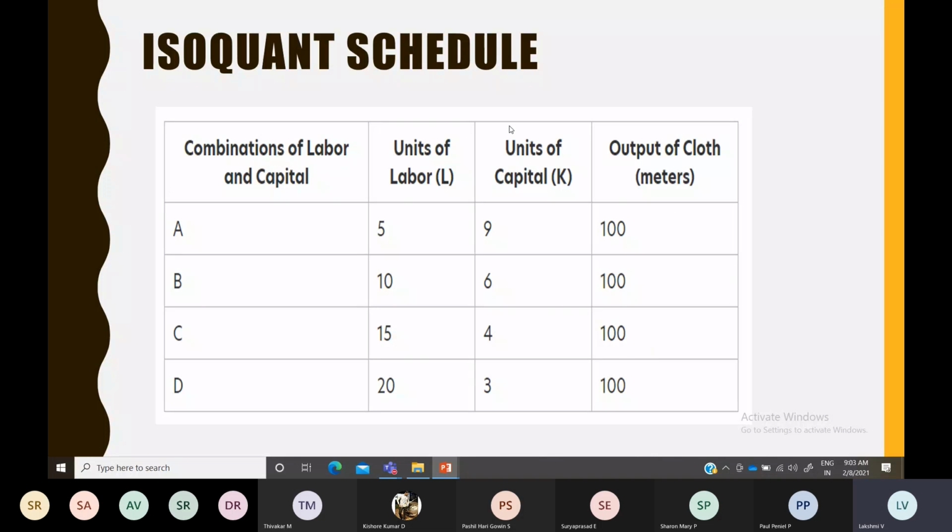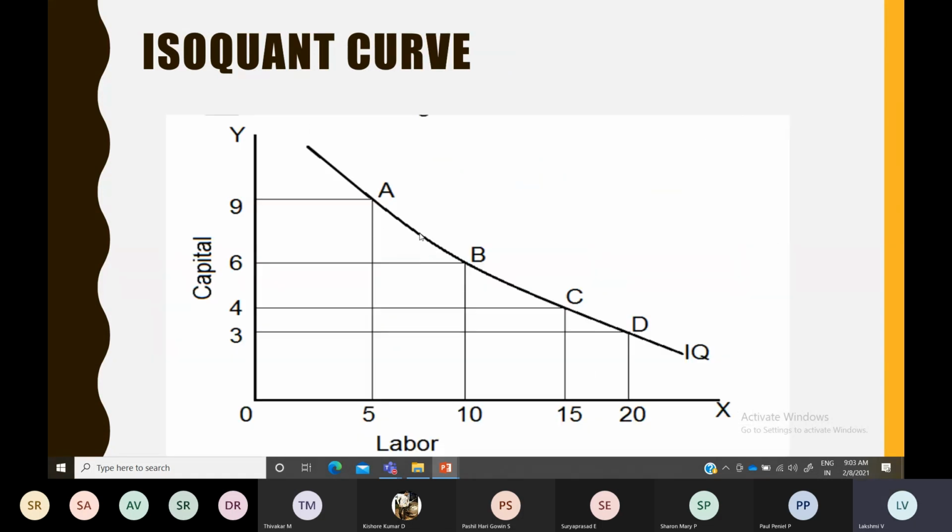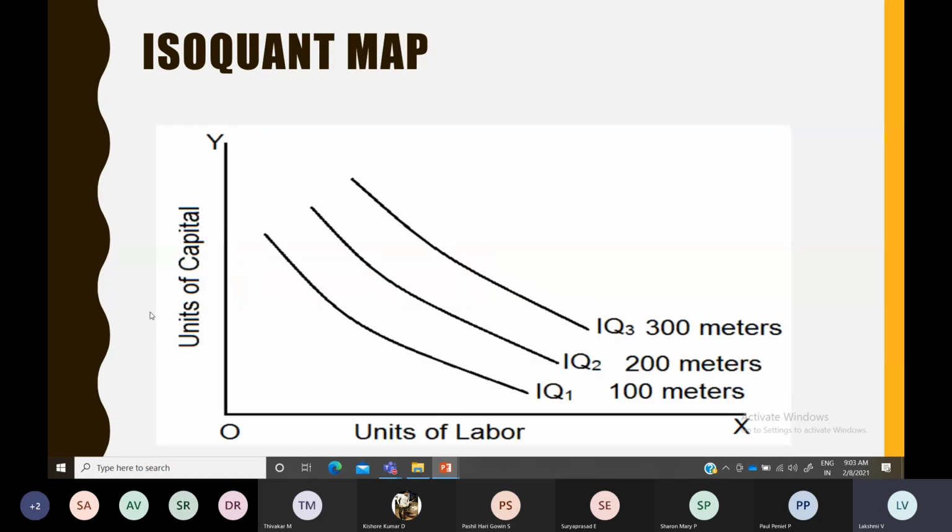The table which represents the combination of two factors which gives the same level of output is known as the isoquant schedule, and the curve you plot on the graph based upon the table shows the same level of output achieved whenever the combination of two factors is utilized. It is exhibited through the isoquant curve. Here labor and capital are the two factors of production used by the manufacturer, and they are going to give the same level of output.